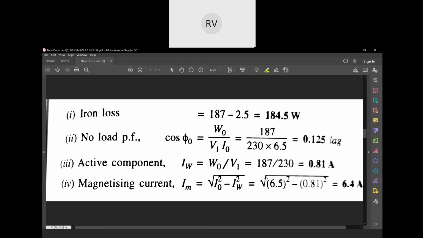And then we need to calculate the magnetizing current, similar formula, Im is equal to root of I naught square minus IW square. You know what is I naught and you know what is IW, and then you can calculate the Im as 6.4 amperes.